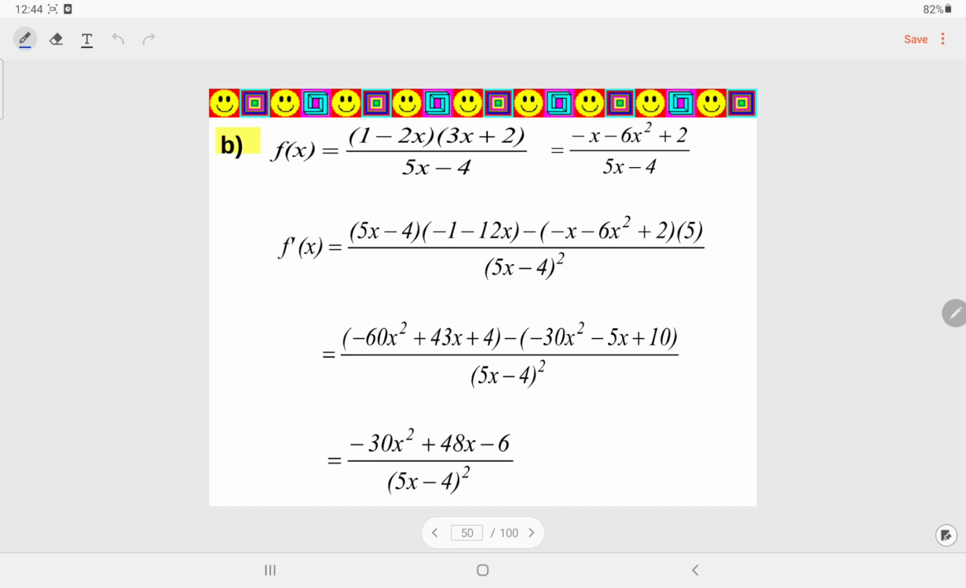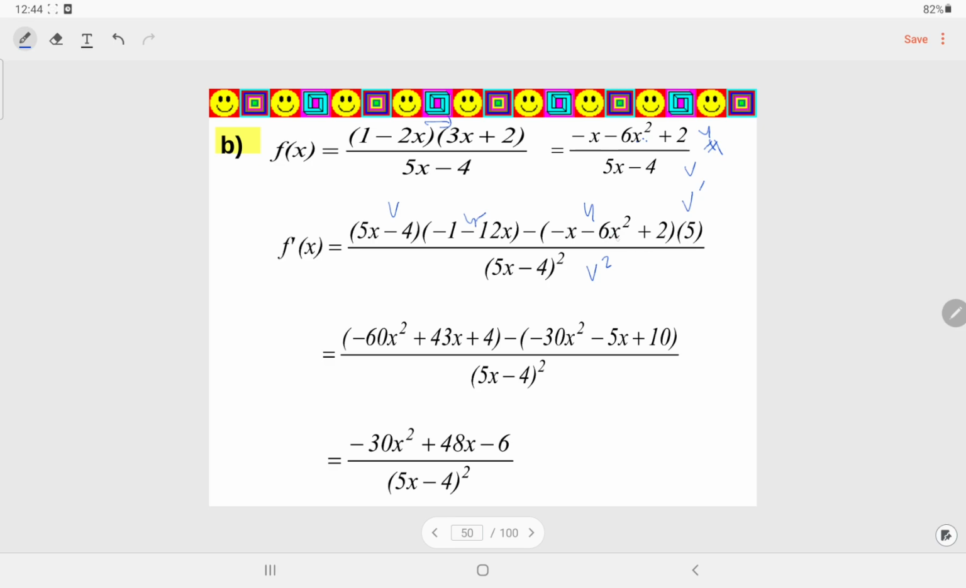B, by using the quotient rule. Okay, first of all, you need to expand to be like this. Then this is u, this is v. Then the formula is v u prime minus u v prime over v squared. V is the denominator, u is numerator, and then u prime means you need to differentiate u. Okay, and then you get this one.